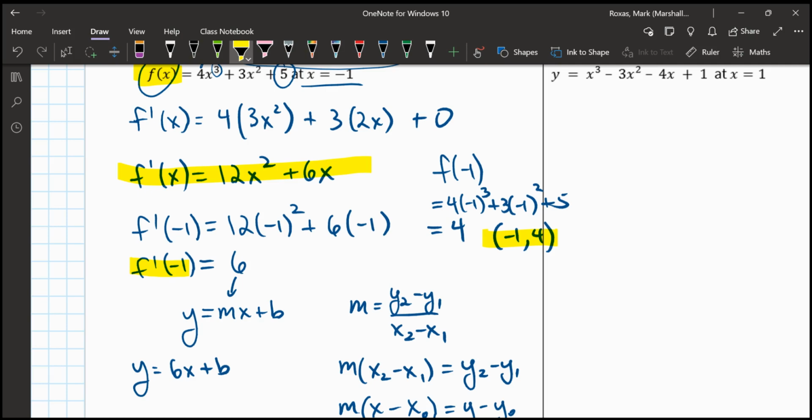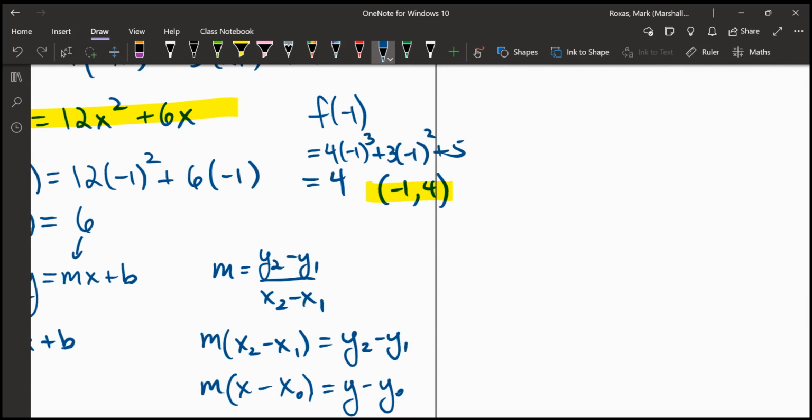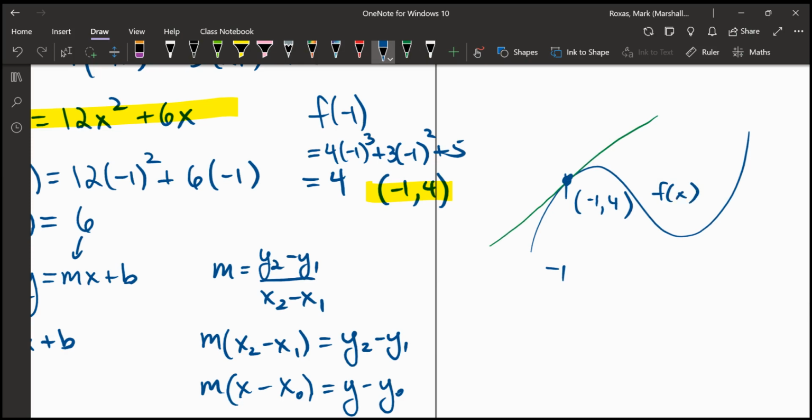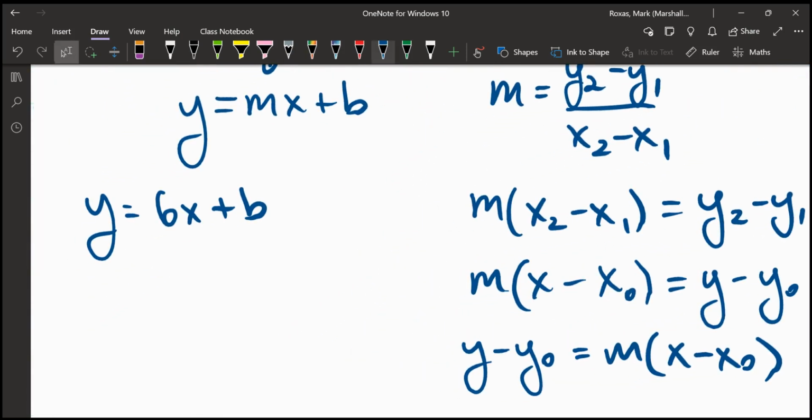It's on the tangent line. I should be saying the tangent line of f of x. Sometimes I need to visualize this, right? So if you have a cubic function and you have a point at -1, and you have a tangent line. So that point we found, -1 and 4, is a point on the function f of x, but that's also a common point on the tangent line, on the green line. So I've got to use that point to find the equation of my line.